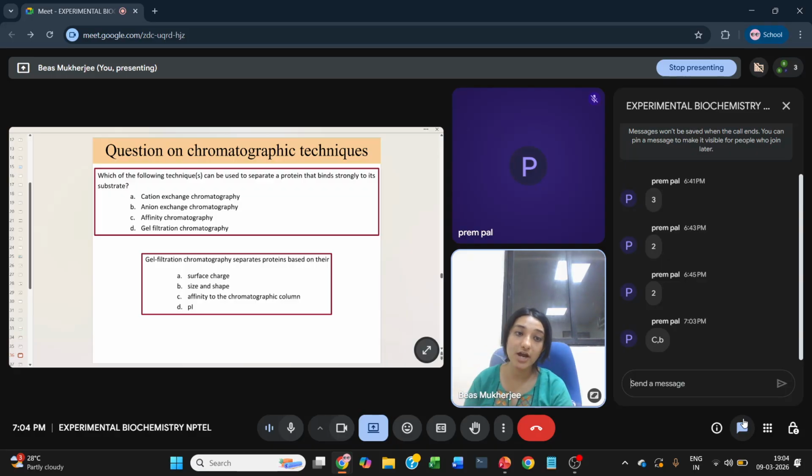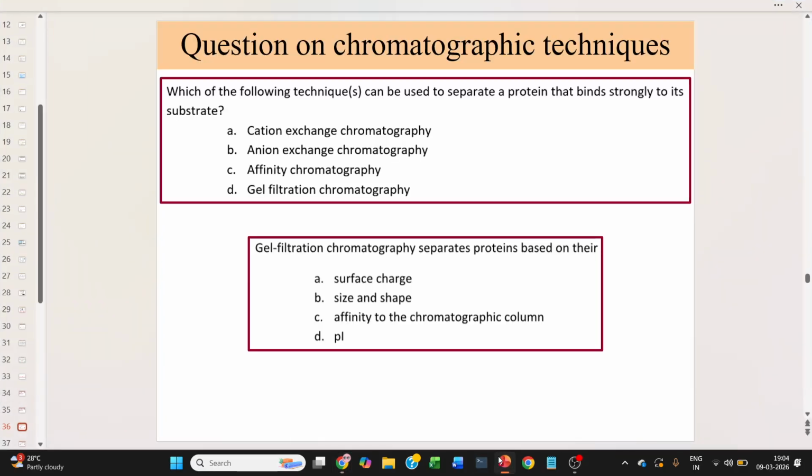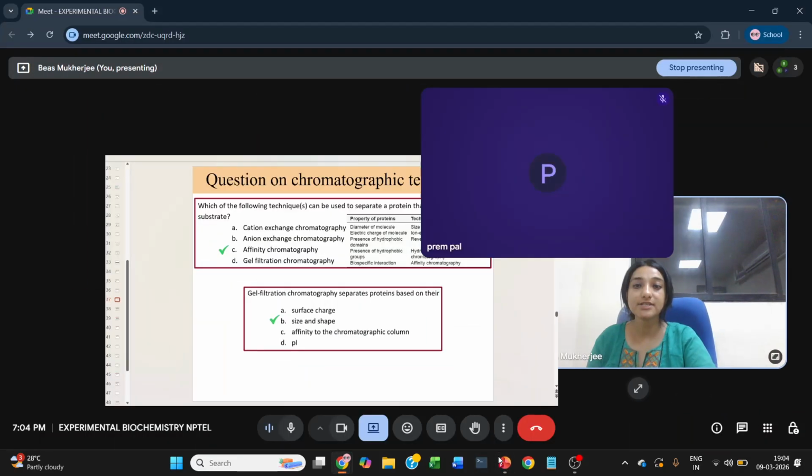Okay, surface charge, and C and B. Okay. So surface charge, shape and size, affinity to the chromatographic column and PI. Let's see. Yeah, so it is C and B.